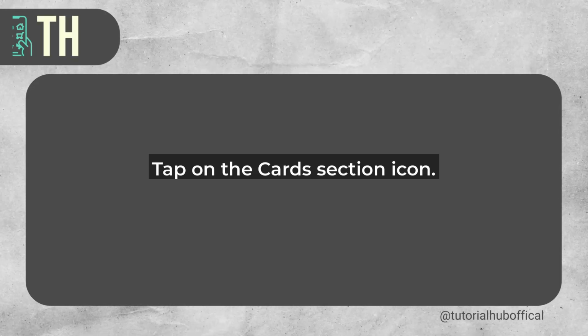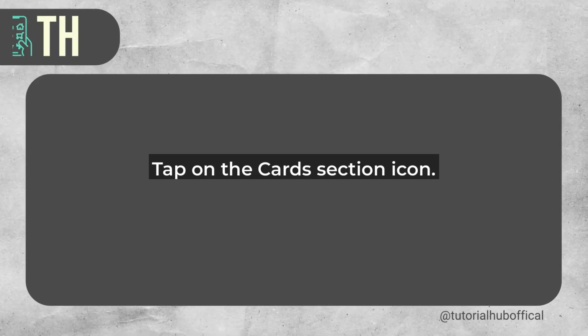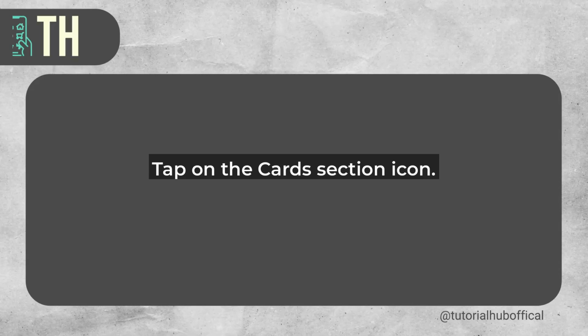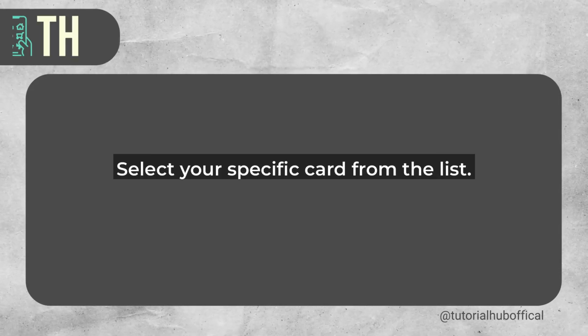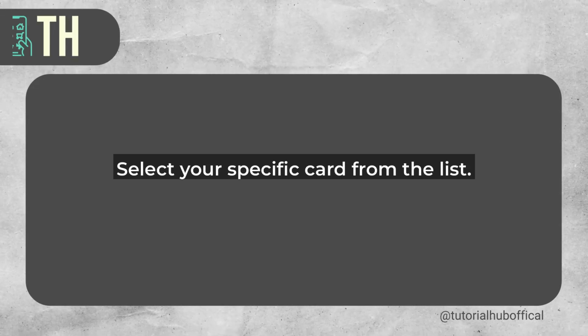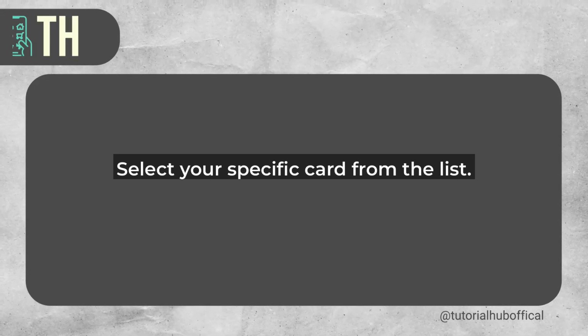Now, let's get to the main steps. After logging in, tap on the dashboard or home screen. Look for the cards icon, usually represented by a credit card symbol in the menu. It might be at the bottom or in a sidebar, depending on your app settings. Once you're in the cards section, you'll see a list of your linked cards. Select the one you need by tapping on it.